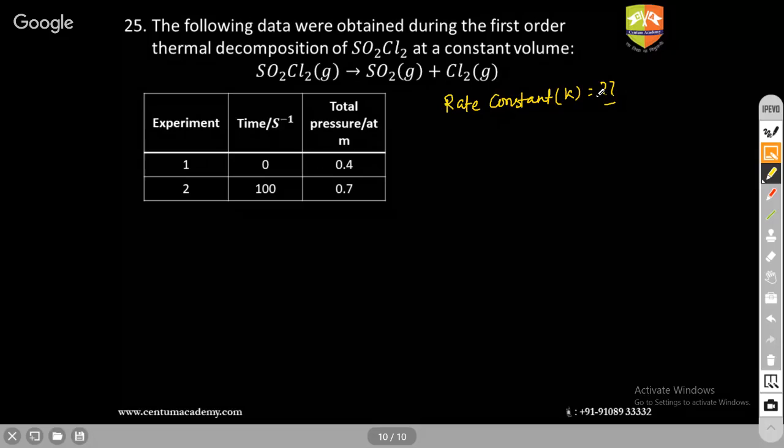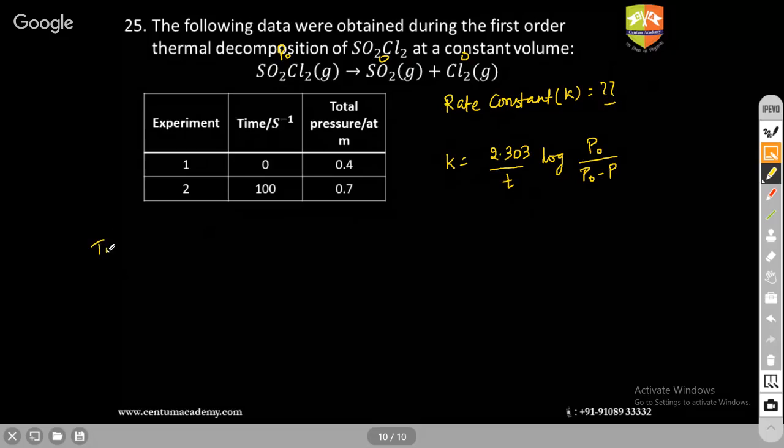Okay. So no need to solve this, right? Just write down the expression for first order K, which is 2.303 divided by t log of initial pressure P naught by P naught minus P. Okay. So the time is given. K you have to find out. What is P naught? If I see this equation, initially it is P naught, 0, 0, and then it becomes P naught minus P, P and P.